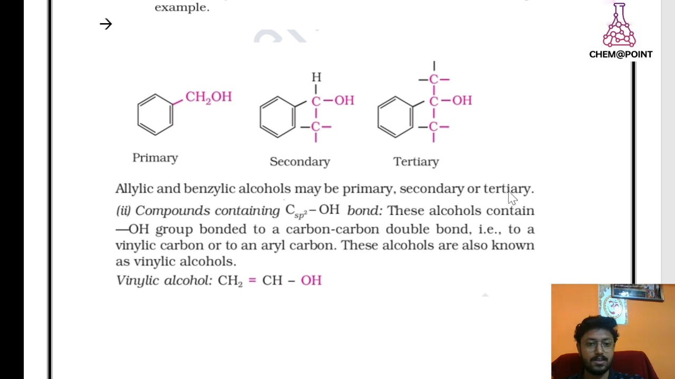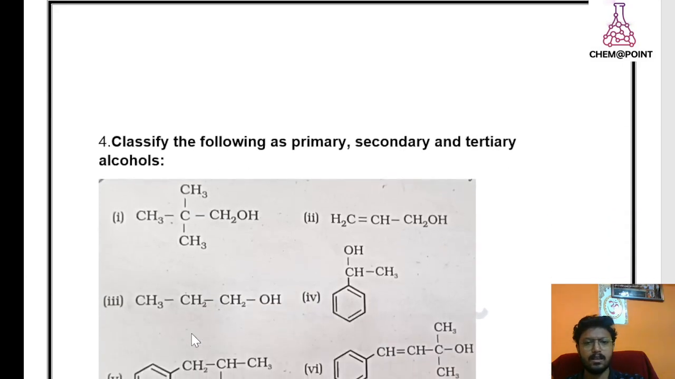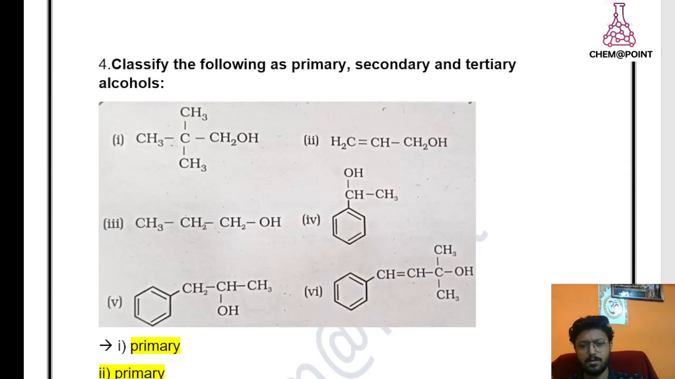Maybe primary, secondary, tertiary, right? So the third bit, compounds containing an sp2 C–OH bond. This alcohol contains an OH group bonded to a carbon-carbon double bond, that is, to a vinylic carbon or aryl carbon. These alcohols are known as vinylic alcohols, right? Vinylic alcohol means the OH group is attached to a carbon that should be sp2. Got it? sp2. Now move to the next question, question number 4.